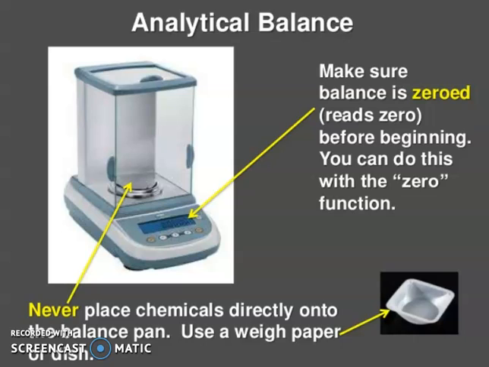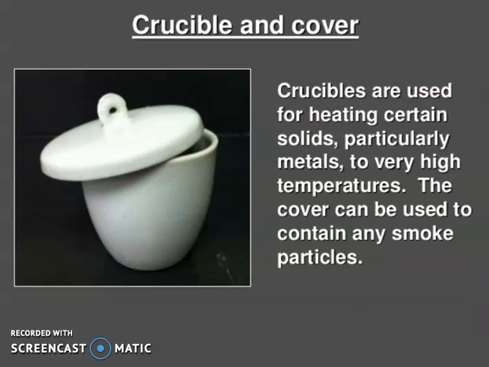Now friends, analytical balance. You can see, make sure the balance is zeroed. Read 0 before weighing. You can do this with the zero function. Now never place chemicals directly onto the balance pan. Use a weigh paper or dish.